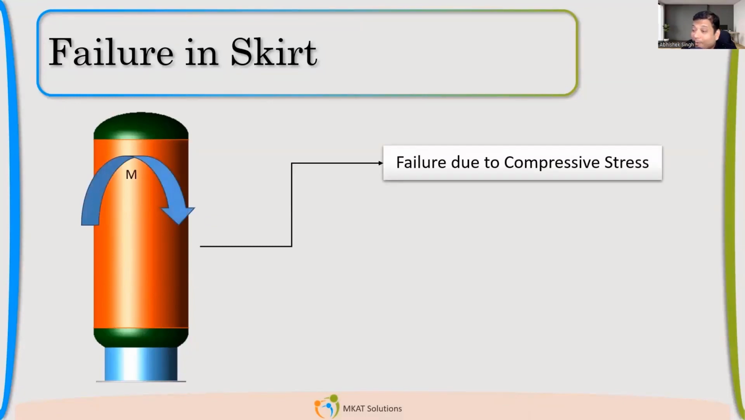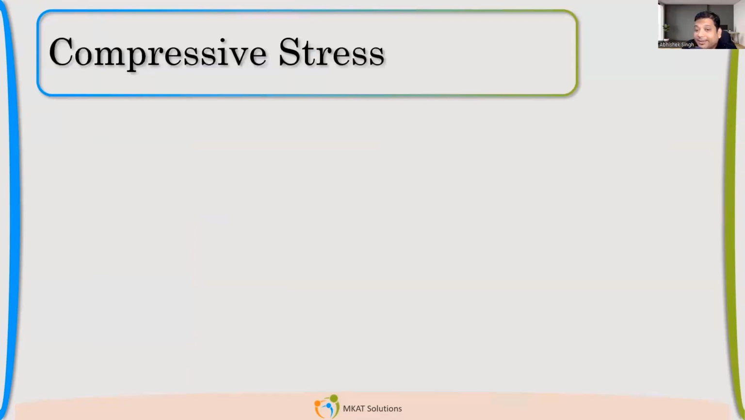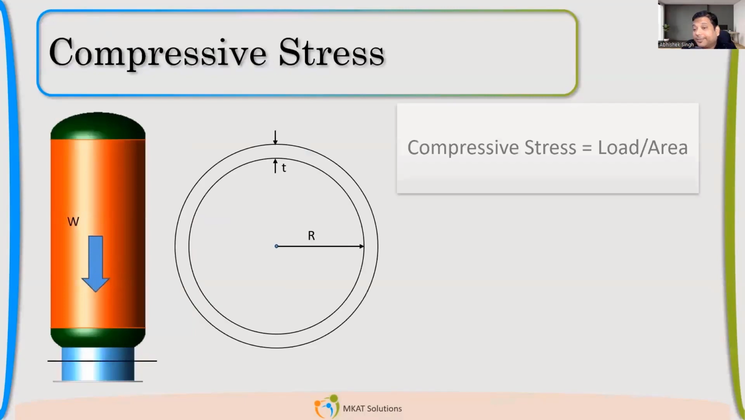Then there will be moment because of wind or seismic or any eccentric load will exert a moment. And because of moment, it can have stresses due to bending stress. Now, what will be the compressive stress? How we can calculate compressive stress? How we can calculate the compressive stress acting on the skirt? Any idea?